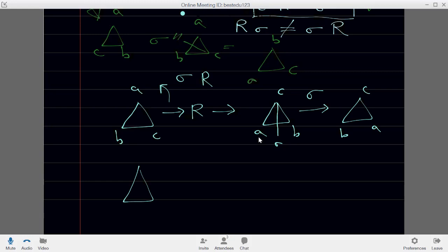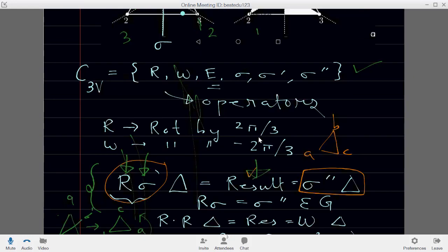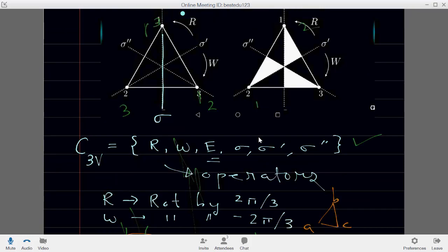Now A, B, C, and sigma double prime is along which direction? No, sigma prime. Sigma prime is like this. So this is sigma prime, right? If I reflect it, I should get A here, C here, and B here. So you see the result here and here matches. So sigma R is equal to sigma prime. Okay, this is clear.